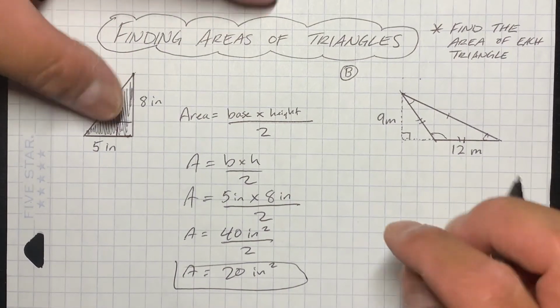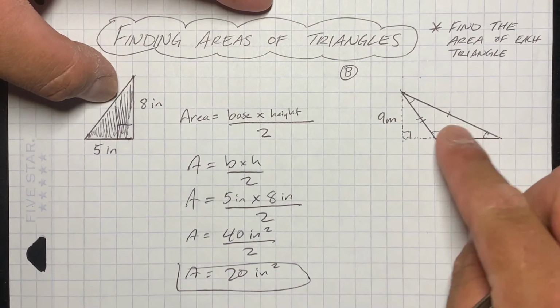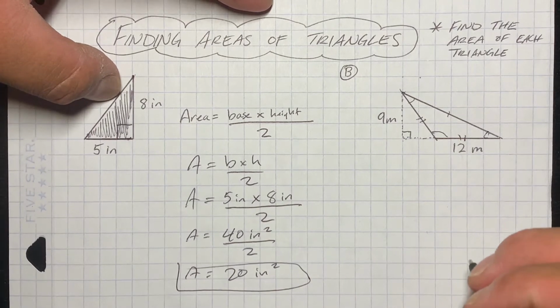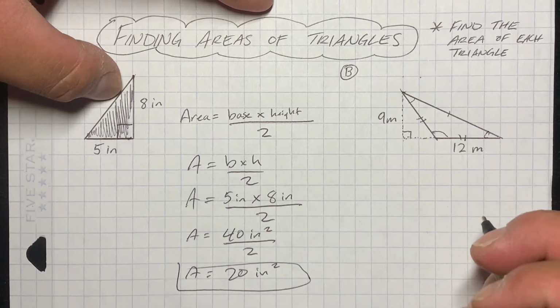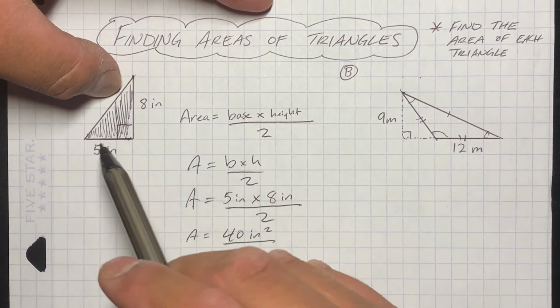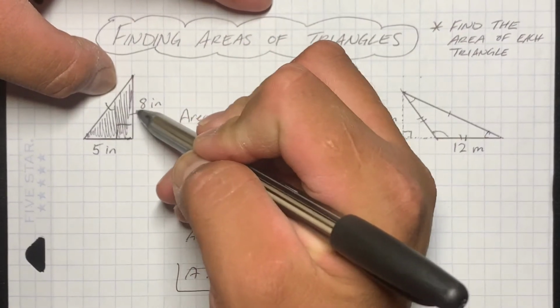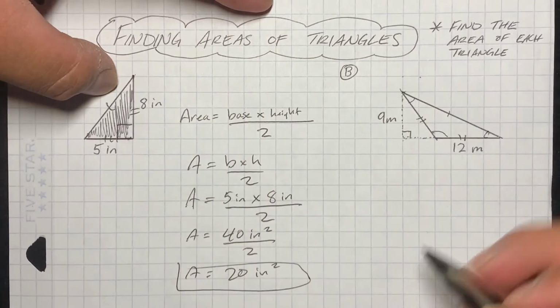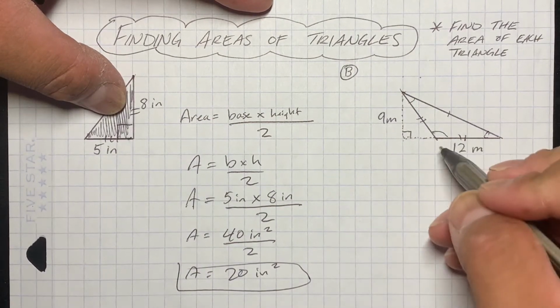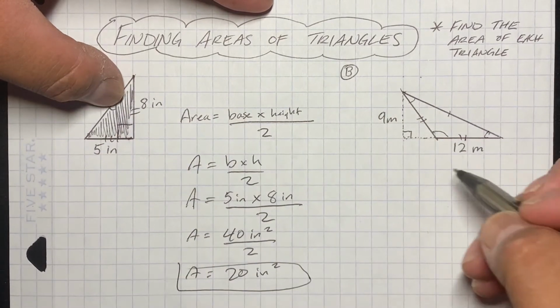So here we go. We're finding the area of this triangle, though. The area of this isosceles triangle. Okay, so here we go. And this is a scalene triangle over here, by the way. None of the sides are of equal length. All right, so here we go. Let's see here. And it has a right angle, by the way.